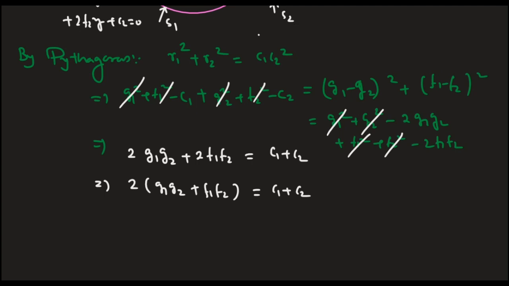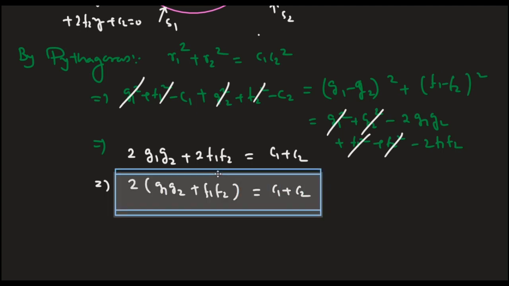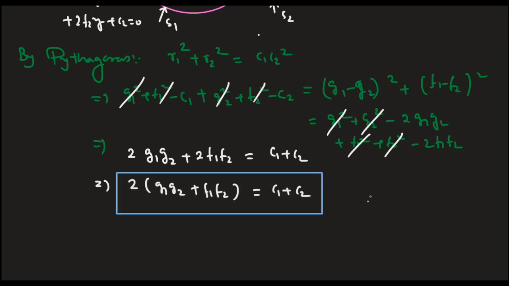It is so important that every time it may happen that one question in JEE Mains you have to apply this formula. Okay? So this is the condition for orthogonality of two circles, where the two circles intersect at 90 degrees. So these conditions hold: 2 times g1 g2 plus f1 f2 is equal to c1 plus c2. Here g1 g2 are the x coordinates of the centers of the circles, and f1 f2 are the y coordinates of the centers.